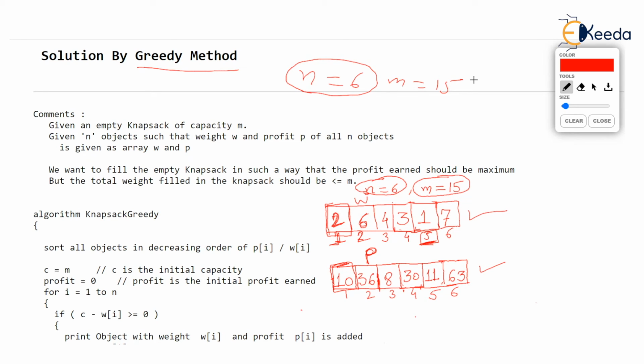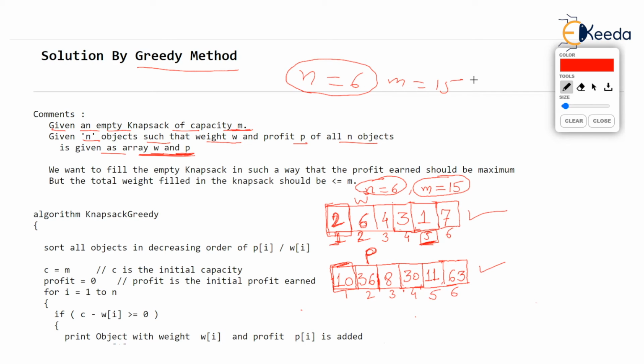Now let's see what the algorithm will be to fill the knapsack such that the profit earned is maximum and the total weight filled in the knapsack does not cross 15. So let's read the comments. Given an empty knapsack of capacity m, so you can fill only m kgs in the knapsack, given n objects such that weight w and profit p of all n objects is given as arrays w and p. So two arrays w and p store the weight and profit.